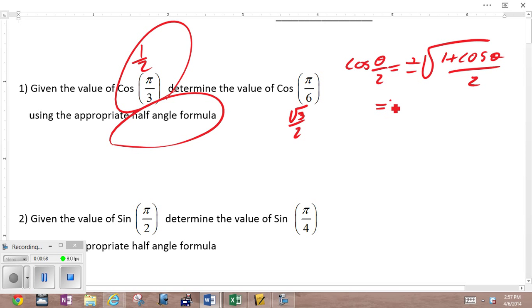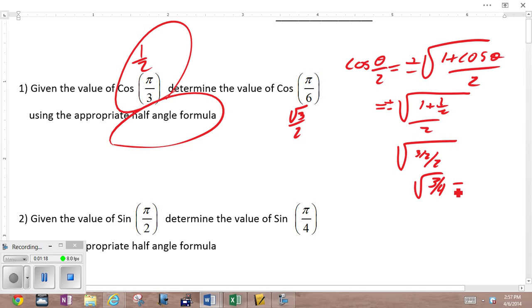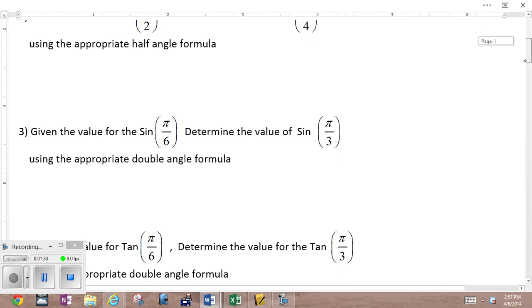So sure enough, plus or minus the square root of 1 plus the cosine of pi over 3, which is 1/2, all over 2. So that's 3/2 over 2, which is radical 3 over 4, which, lo and behold, is square root of 3 over 2. And because we're assuming we're in the first quadrant, we're going to take that as positive. So that's showing how that's illustrated.